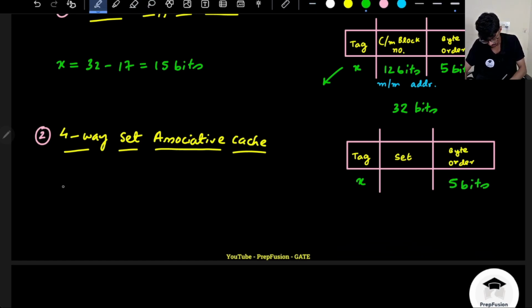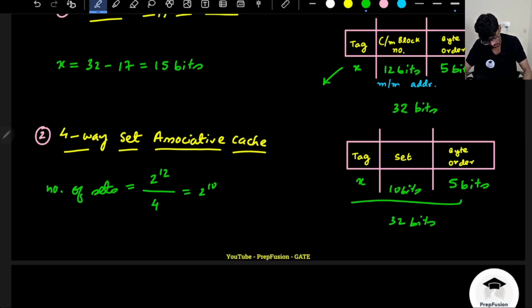The set number will be what? So number of sets will be equal to number of cache memory blocks, that is 2 raised to power 12, divided by the associativity, that is 4. So it will be 2 raised to power 2, so it will be 2 raised to power 10. So this will be 10 bits, right? Log base 2 of 2 raised to power 10 is 10 bits. So overall it is 32 bits. So overall my tag bits x will be equal to 32 minus (10 plus 5). It will be 17 bits.